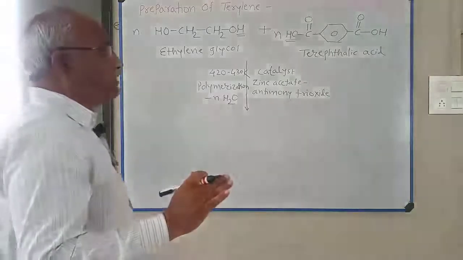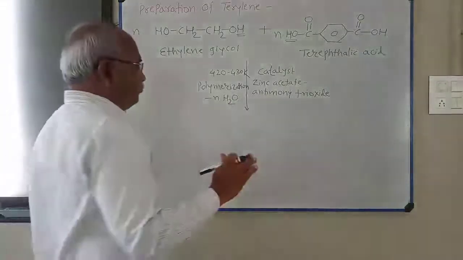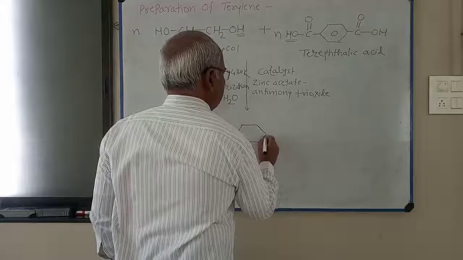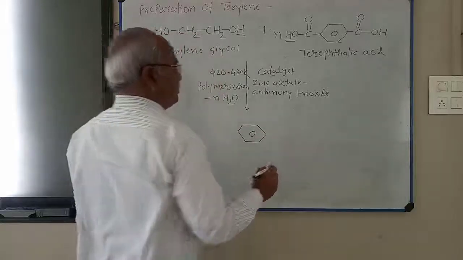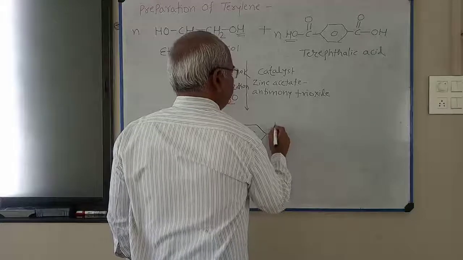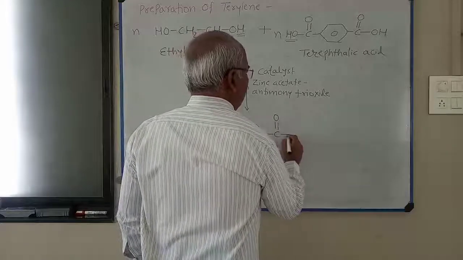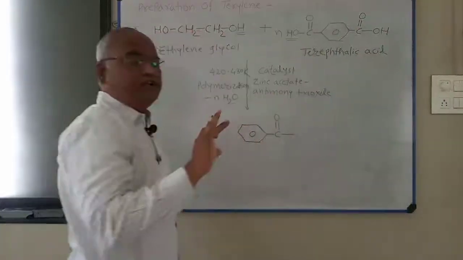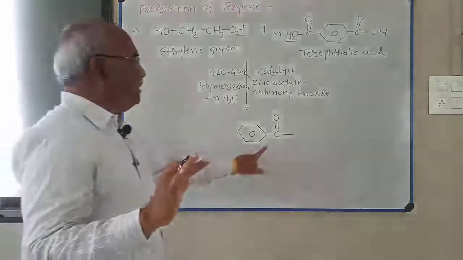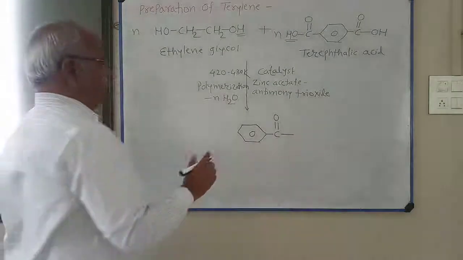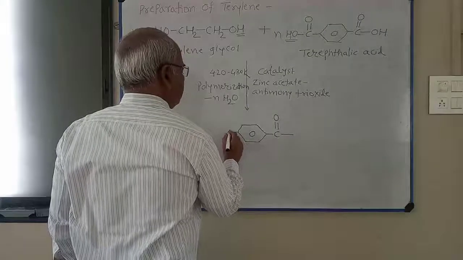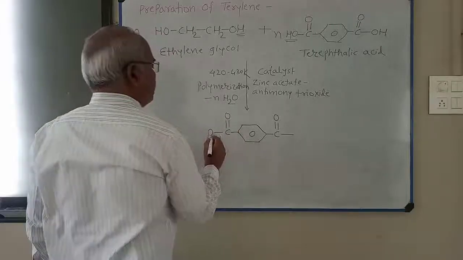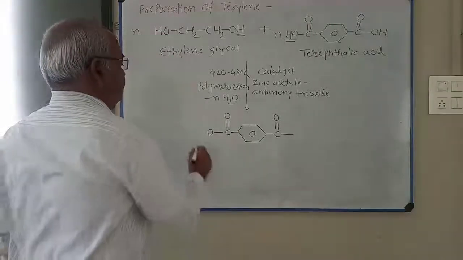And how to represent polymer, I show here. This is benzene ring, C double bond O. This OH combines with ethylene glycol molecule. Therefore, I have not shown that OH. On left hand side, C double bond O, single bond O, ester linkage is formed.